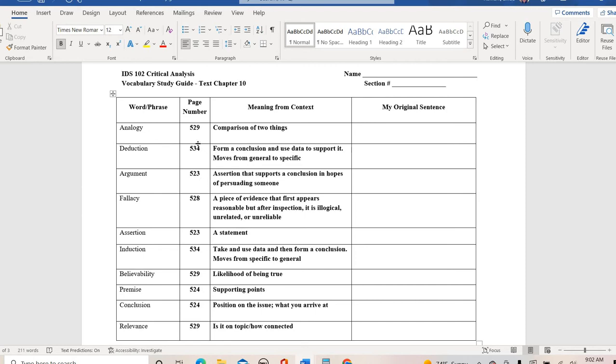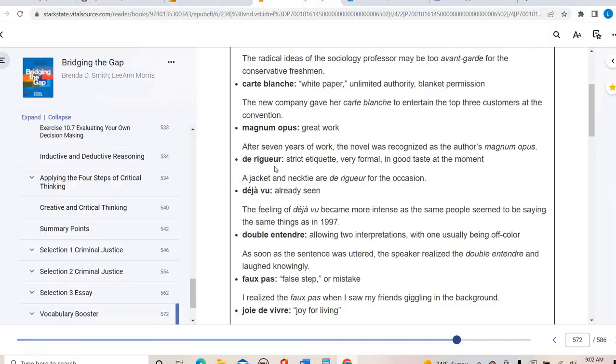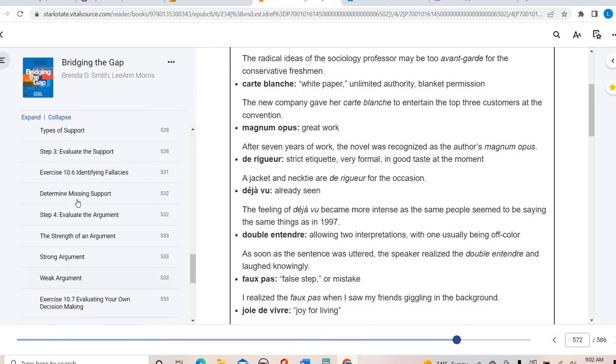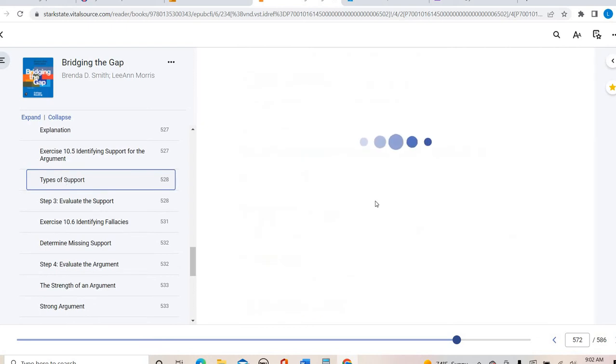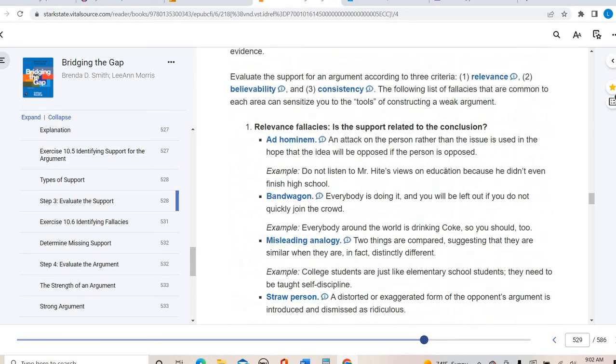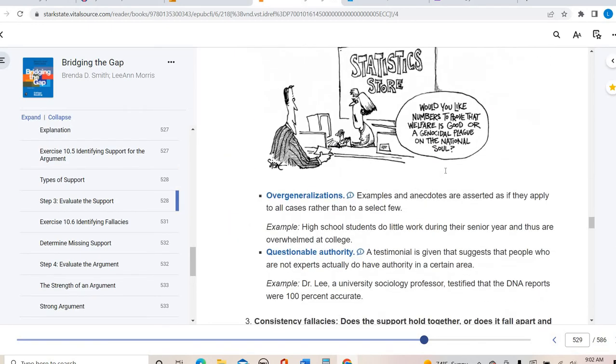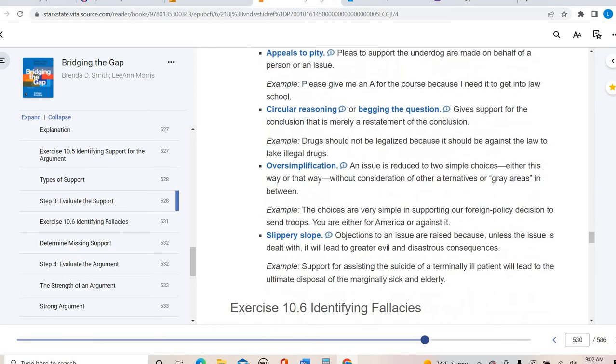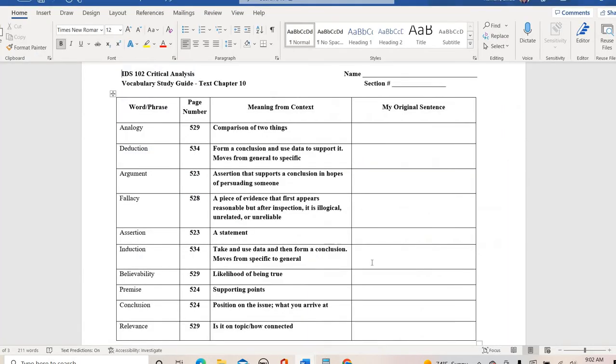Because of that, you'll see the page numbers are not necessarily all in one area because they're from different parts of the book, although a lot of them do focus right around page 528 or so. You're going to see a lot of them in context through step 3. A lot of them pop up in here. That's why the page numbers are there, so you can see where they are inside the text. So let's go ahead and go through these.